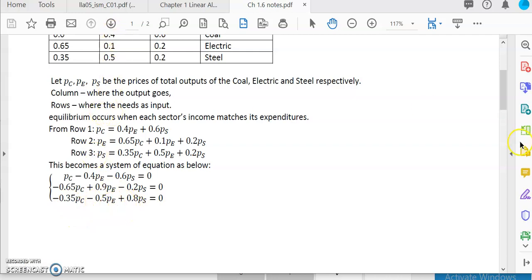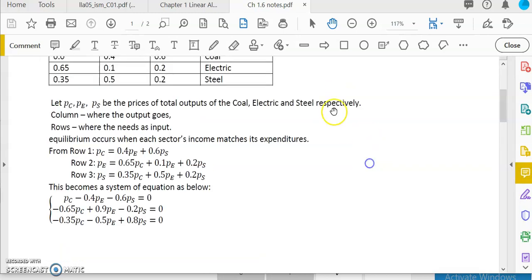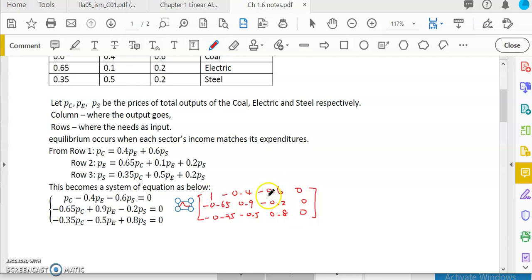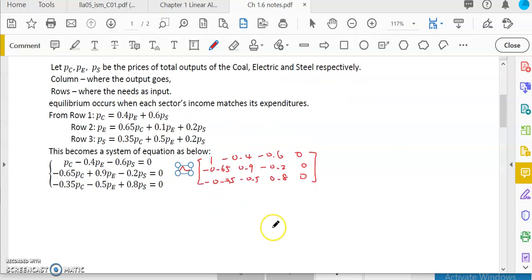This system of equations can be solved, of course, by an augmented matrix. So we write it as an augmented matrix of 1, negative 0.4, negative 0.6, 0; negative 0.65, 0.9, negative 0.2, 0; negative 0.35, negative 0.5, 0.8, 0. You can see that the diagonal is positive and all the rest are negative, and it is a homogeneous system because the total expenditure is equal to the total output. It's a closed economy system.